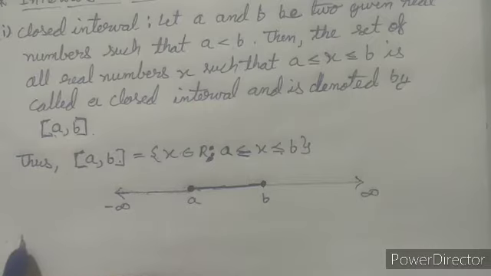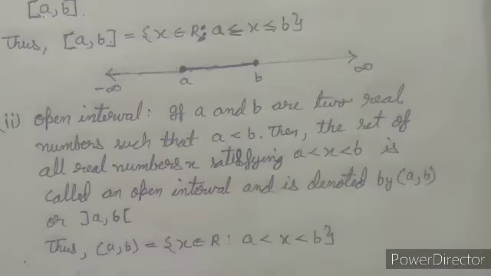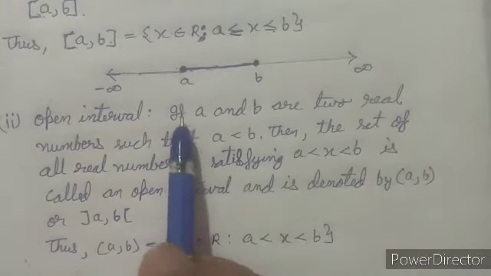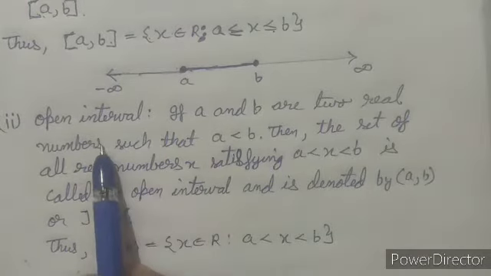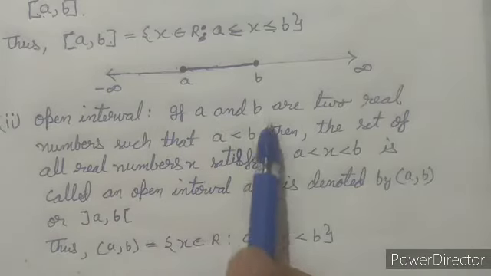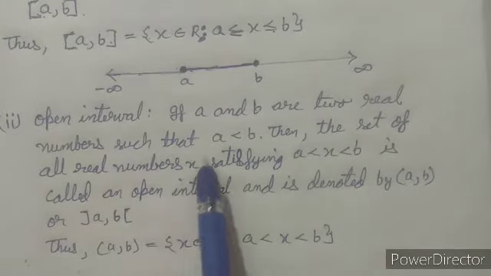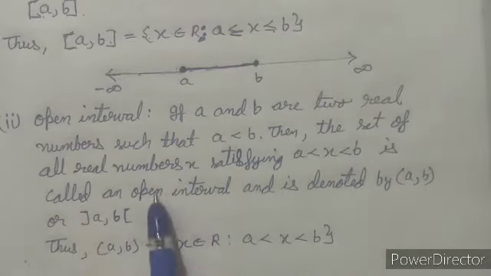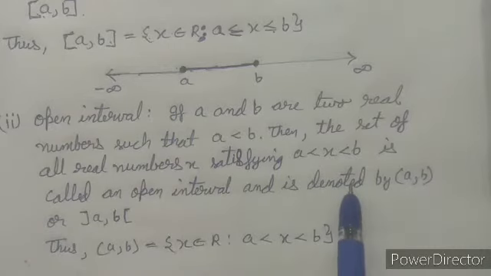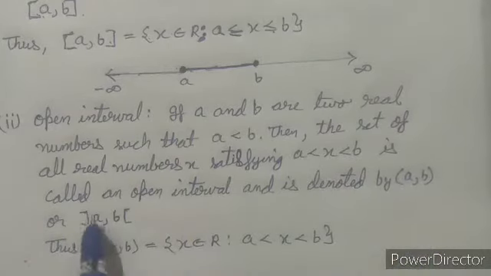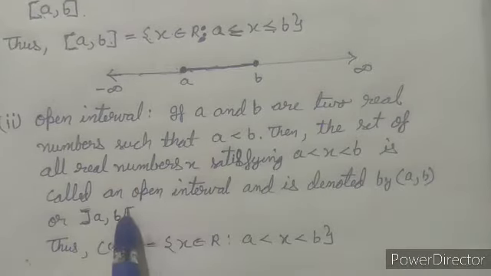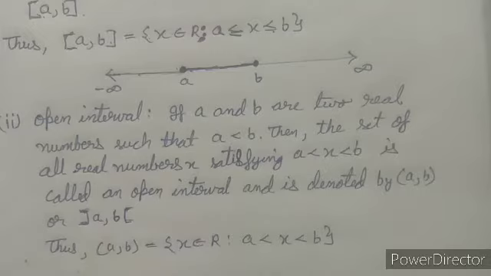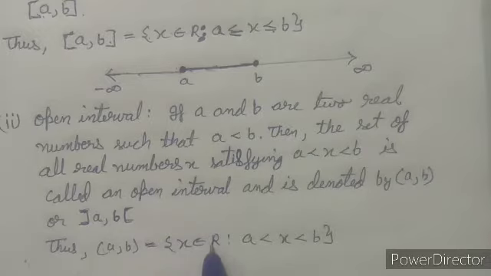Now second one is open interval. Now if a and b are two real numbers such that a is less than b, then the set of all real numbers x satisfying a is less than x is less than b is called an open interval and is denoted by open brackets (a, b). Thus (a, b) is equal to x belongs to real numbers where x is between a and b.